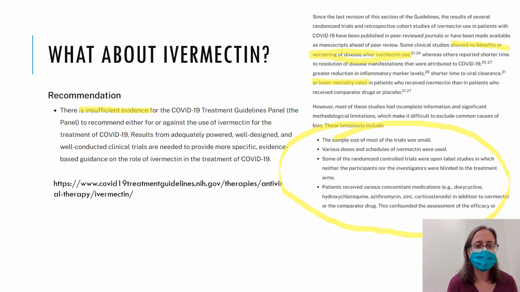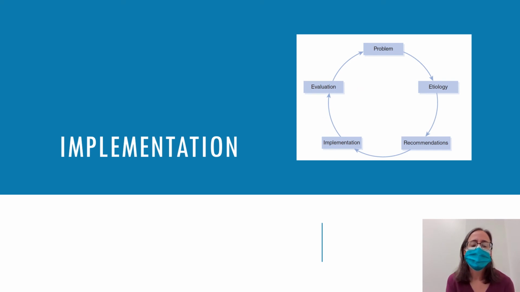So at this point in time, ivermectin is not recommended because we don't have any good evidence that there's clearly a net benefit. And there might be net harm, right? Okay, so once we have an idea of what we think would be helpful, then we need to figure out how we're going to implement it. And this gets pretty tricky.